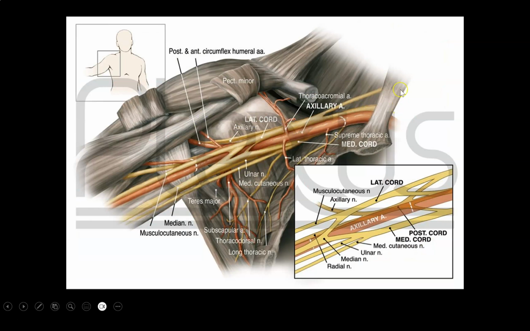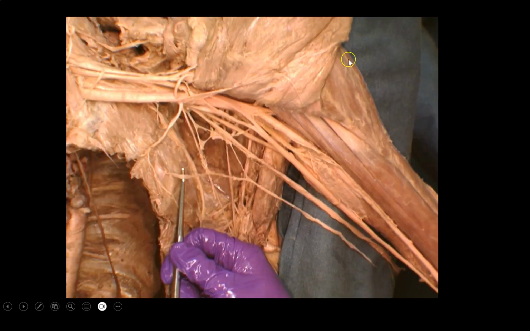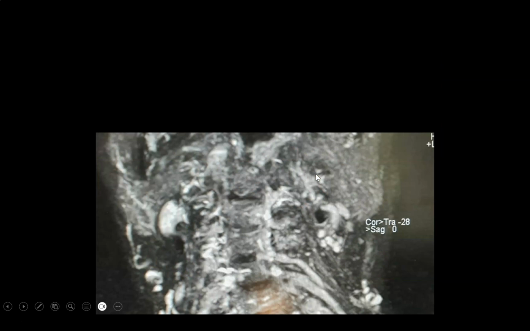Another view, the whole journey of the subclavian changing into axillary and the brachial plexus. A cadaveric view showing the artery and the nerves passing from the neck to the arm.